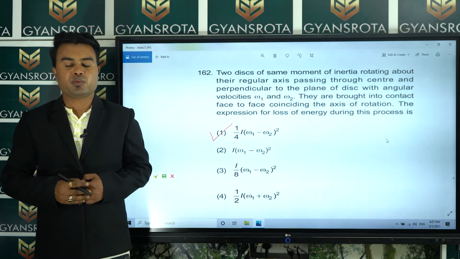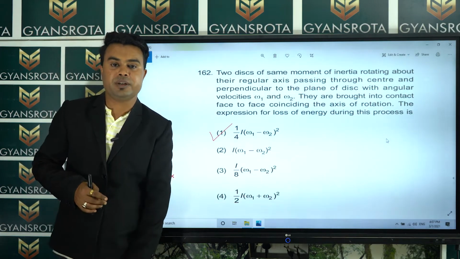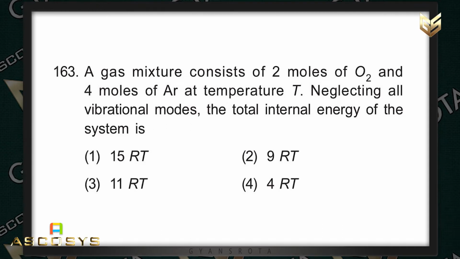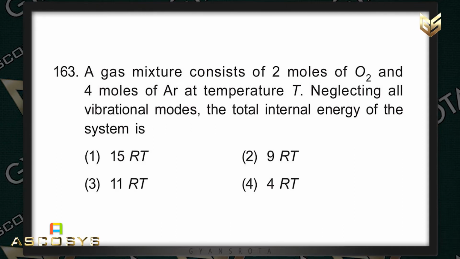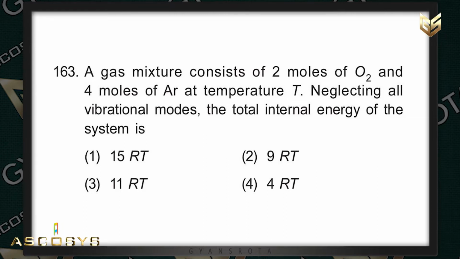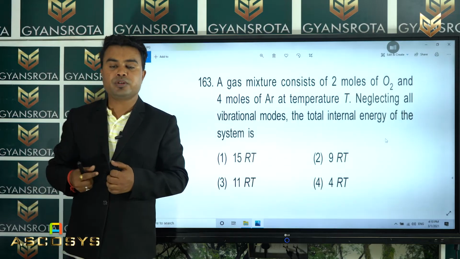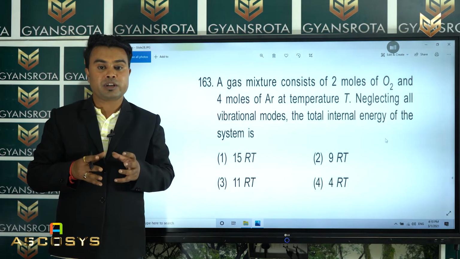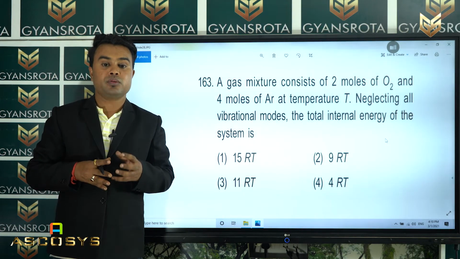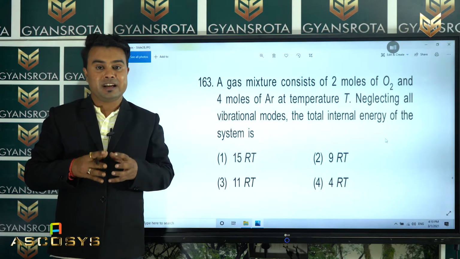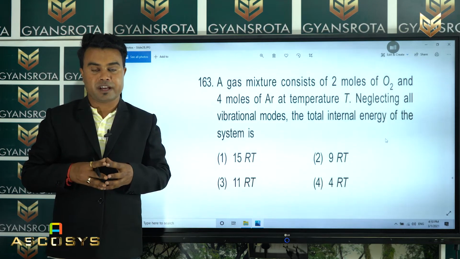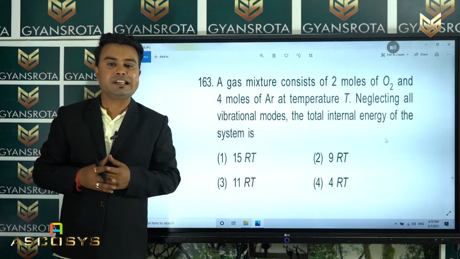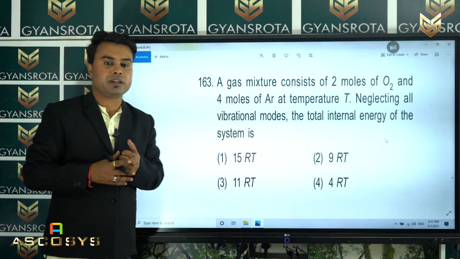Now let us move to the next question, that is question number 163. 4 moles of argon at temperature T, neglecting all vibrational modes, the total energy of the system is. So you have to use the concept of monoatomic and diatomic molecules, which we have already studied in kinetic theory of gases. Those assumptions you have to apply here from the degrees of freedom for monoatomic, diatomic, right.